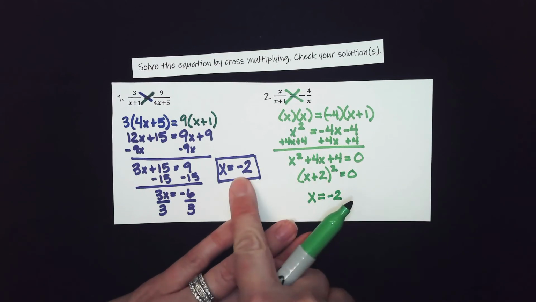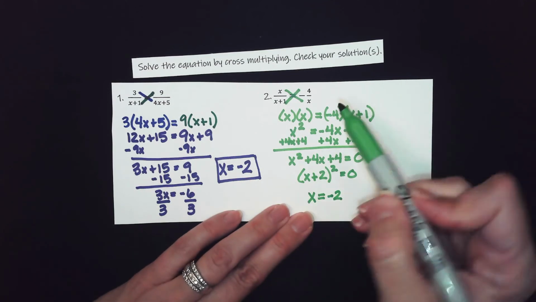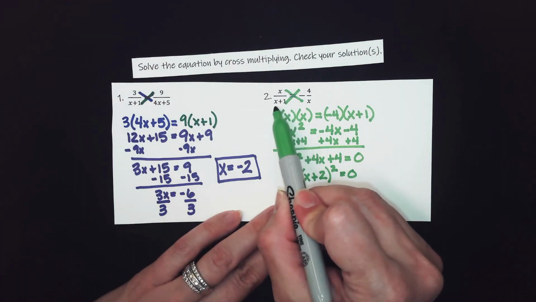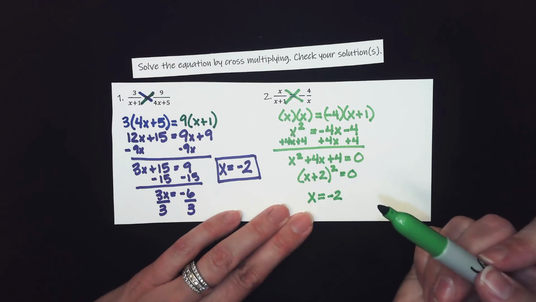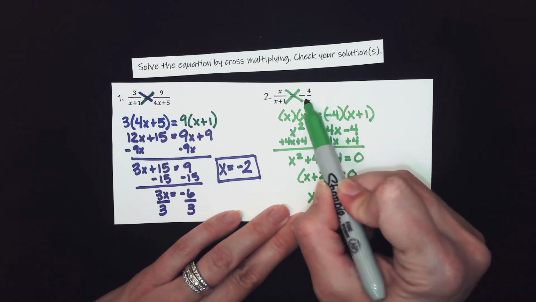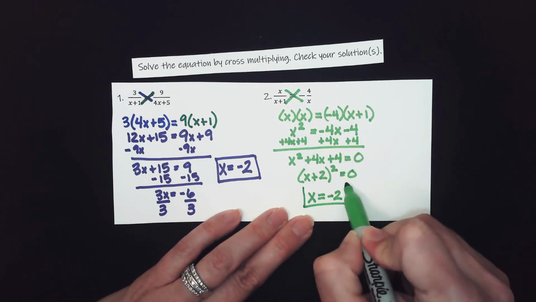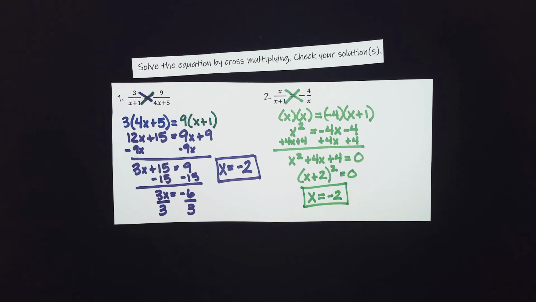Same thing as this one did. Okay? And I check. If I plug in, negative 2 plus 1 is negative 1. And on this side, it would be a negative 2 in the denominator. So nothing was dividing by 0. So that is our answer.